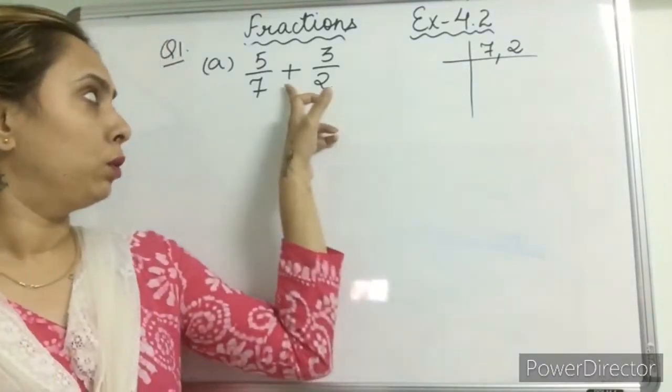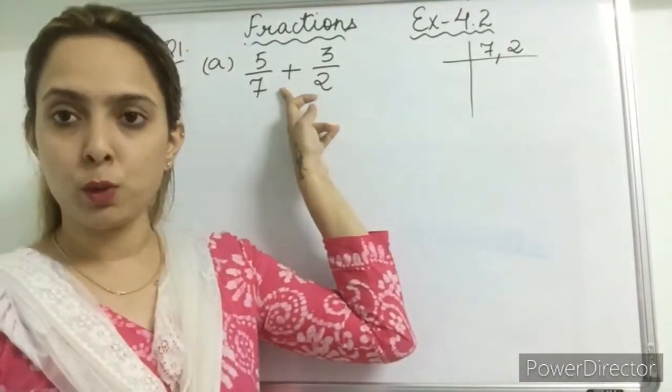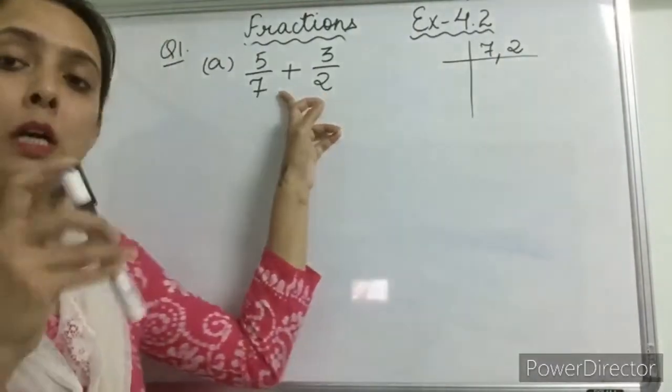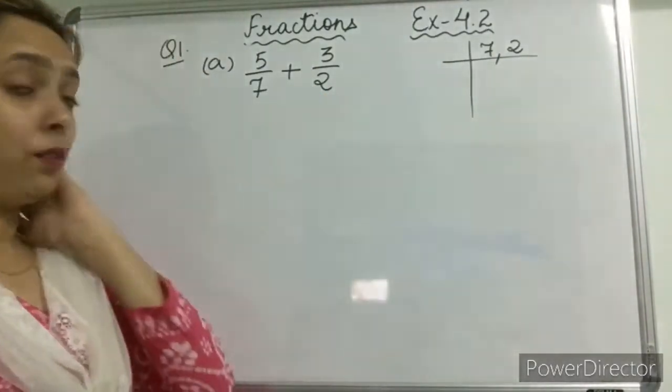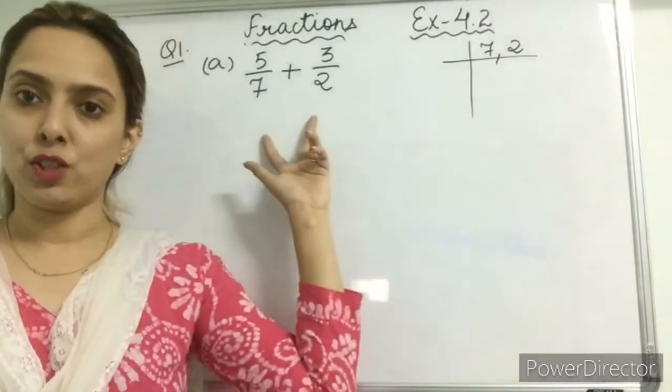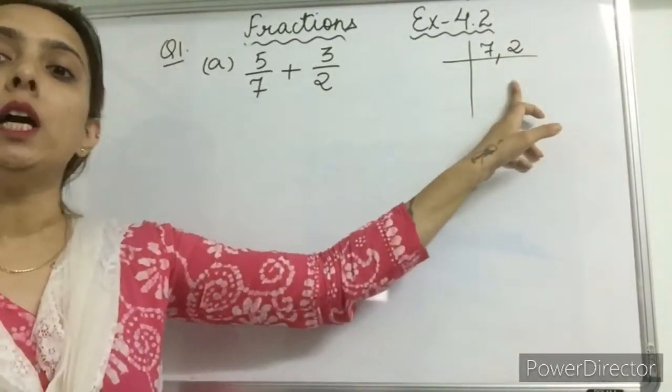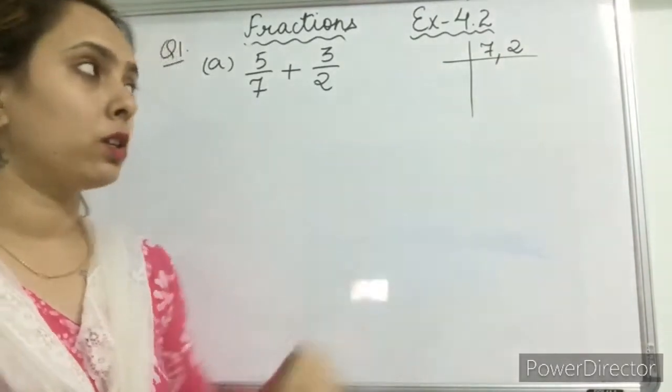So try to make it clear what operation is given to us and you have to solve the questions accordingly. So here we have to add these two fractions. So first of all we will find out the LCM of the denominators.